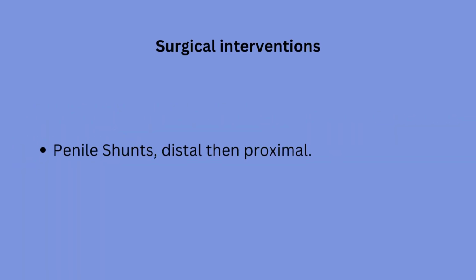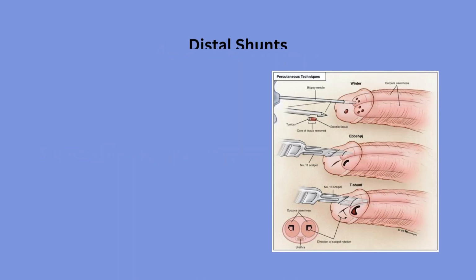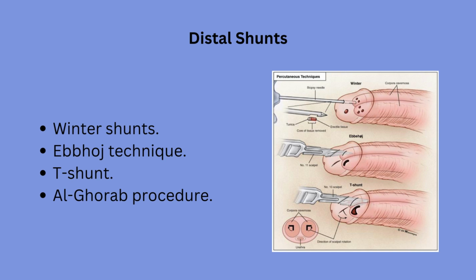Surgical interventions. The key thing is penile shunts. Aim of this is to provide an exit of ischemic blood from corpora to restore normal circulation. You do try distal shunts before proceeding to proximal shunts. Distal shunt. This includes the Winter shunt, Ebbehoj technique, T-shunt and Al-Ghorab procedure.